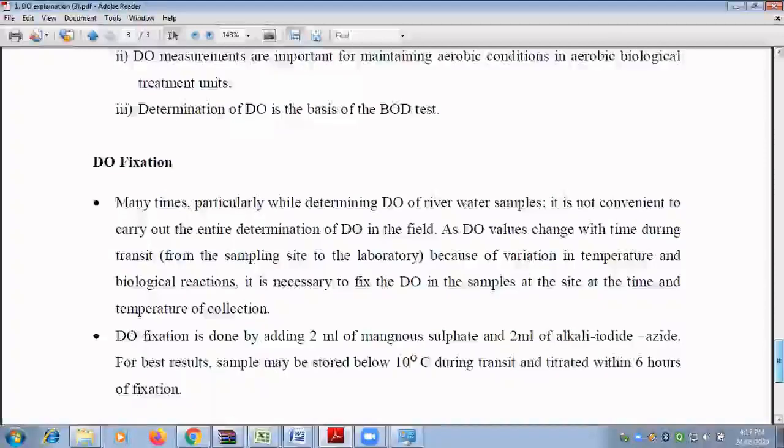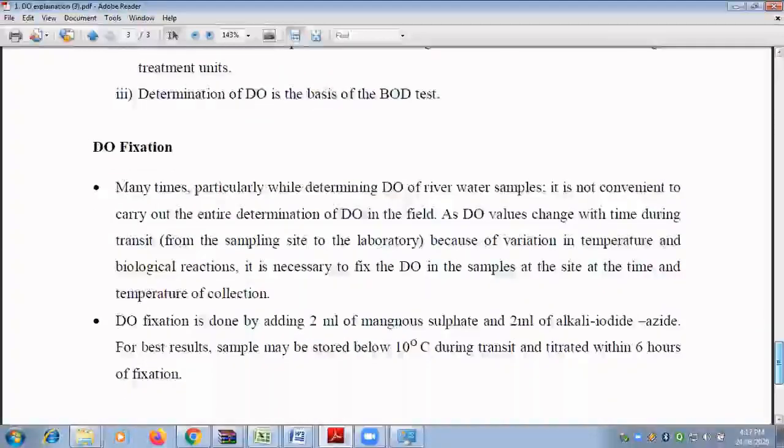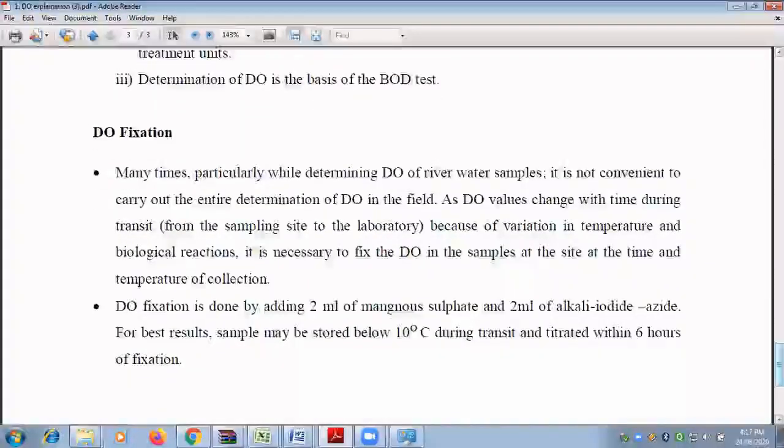Let's see the DO fixation. Many times what happens is that, particularly while determining the DO of a river sample, it is not convenient to carry out the entire DO determination test in the field, right?